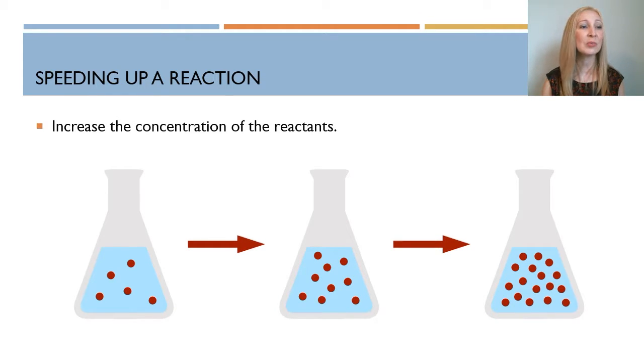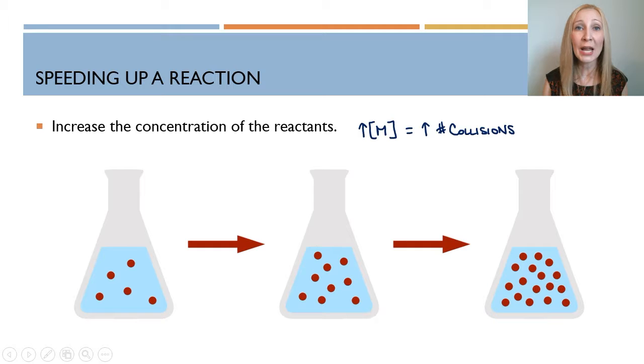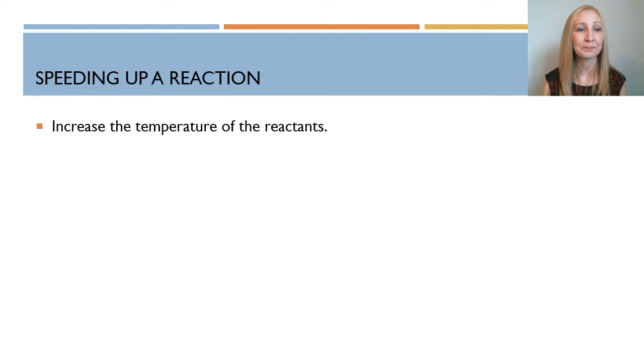The next thing we can do is we can increase the concentration of the reactants. So we're putting more particles into the same amount of volume. So here we start off with 5 particles and we end with way more than that. By increasing the concentration or the molarity of the reactants, we are increasing the number of collisions that will occur between reactants, therefore increasing the rate of reaction.